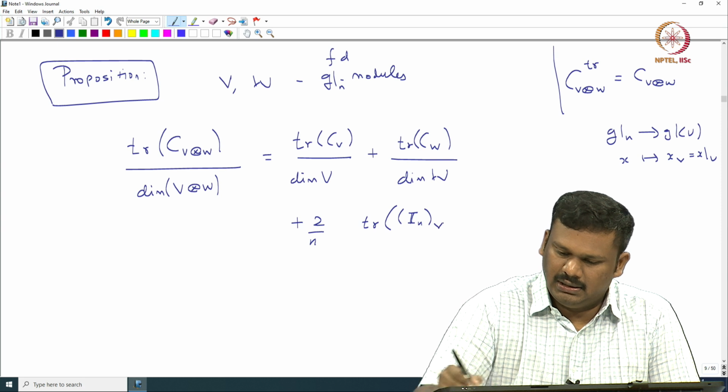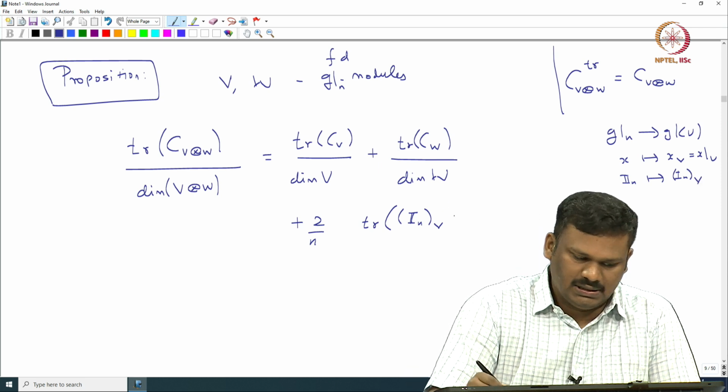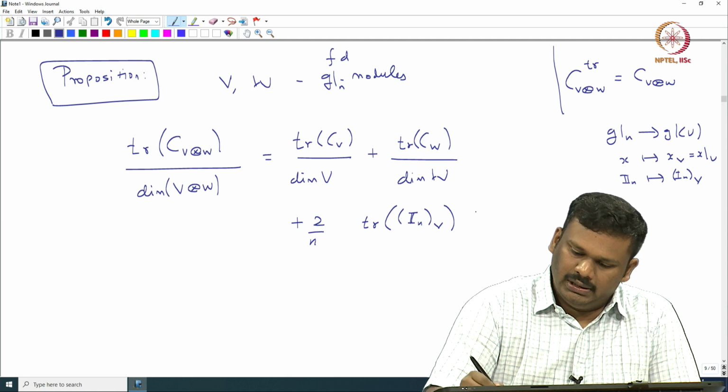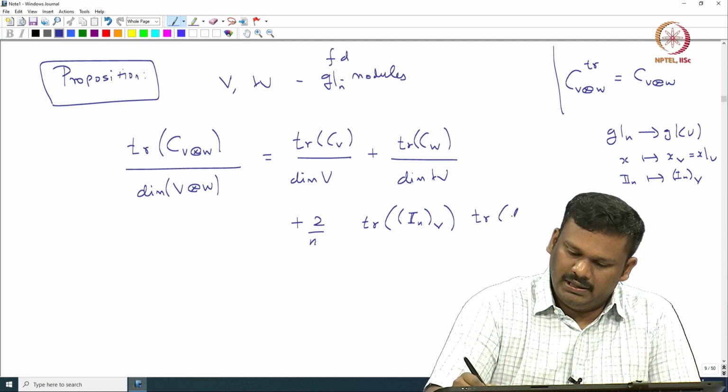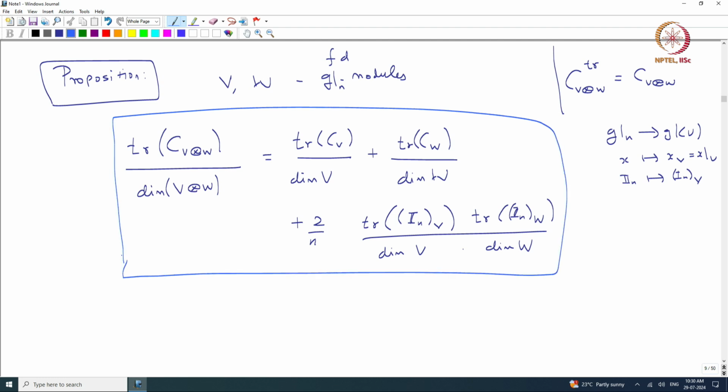So you can take this identity element here and look at how it acts on capital V, and then take the trace of that. Then you also take the trace of the same identity element acting on W, and divide by the dimension of V times the dimension of W. Okay, so this is the formula that you get between the trace of C tensor W and the trace of CV and so on.